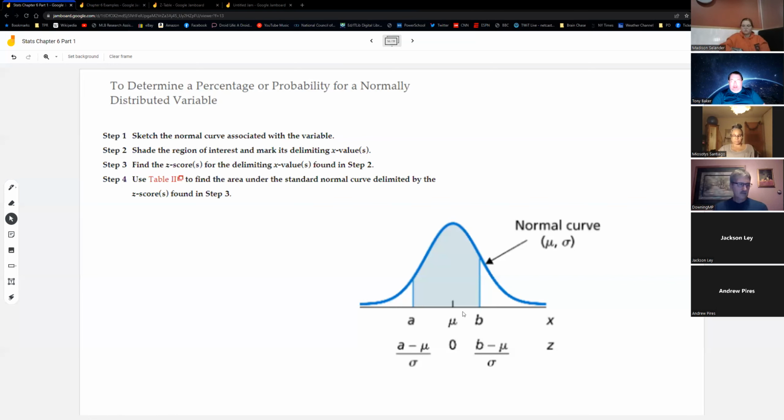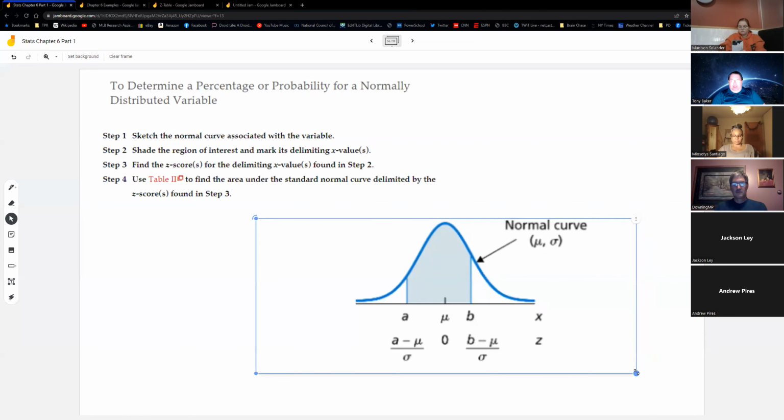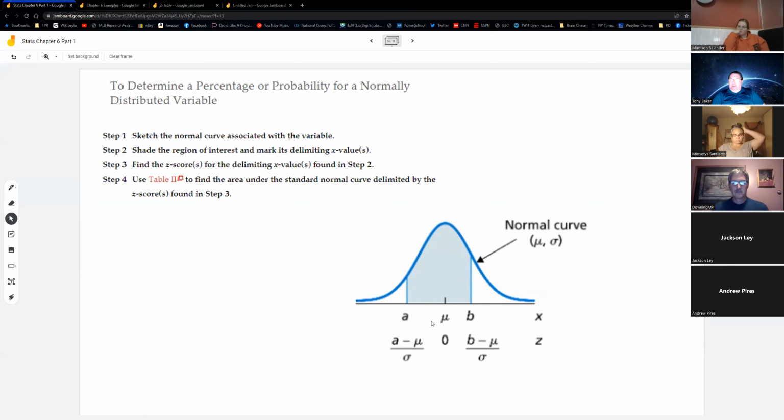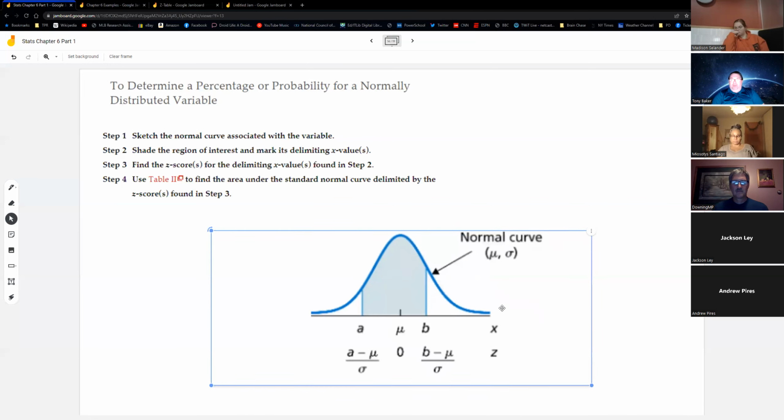So as you can see here, the mean is in the middle. My standard deviation is that little theta, or not theta, I think it's mini epsilon if I remember right. But that's the standard deviation symbol. And then we've got our A and B. Those are the values that they're going to give us. Okay, so unlike on a standard curve where the A and the B are going to be the actual z-score, in this case, we have to do a calculation for it.